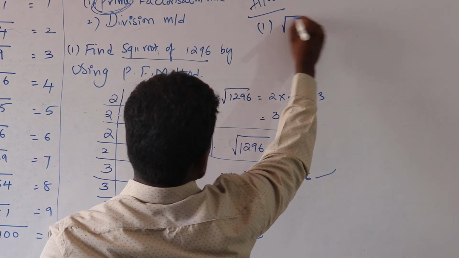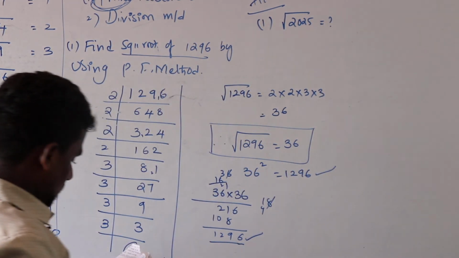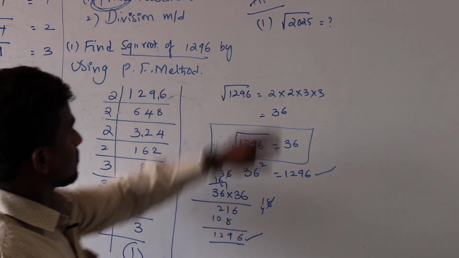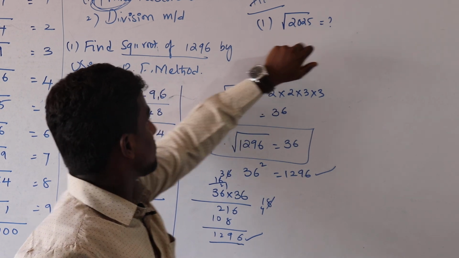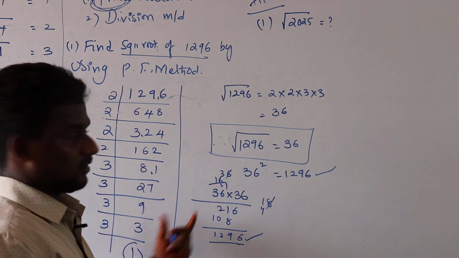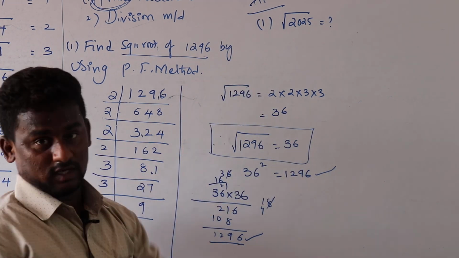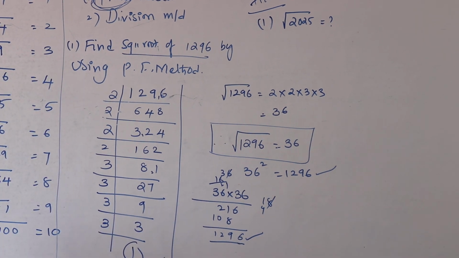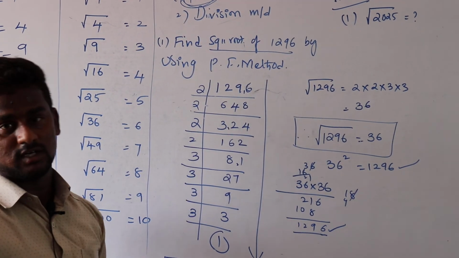Find the square root of 2025. This is your homework sum. What is the square root of 2025? Use the same method and you will get the square root of that number. Okay, so today this is the class. Tomorrow's class we will start with the division method to get the square root of a number. Okay. Thank you.